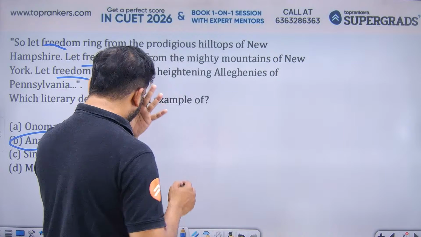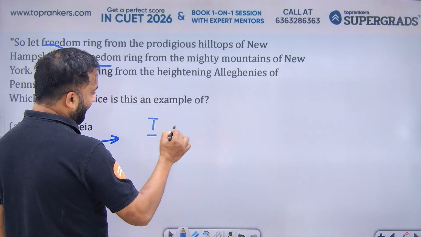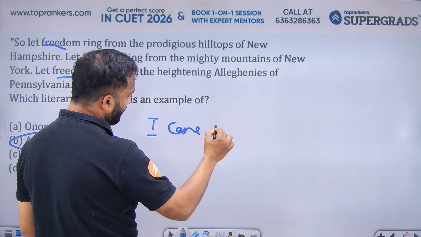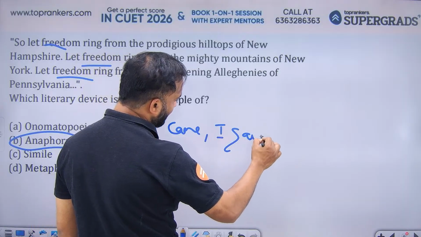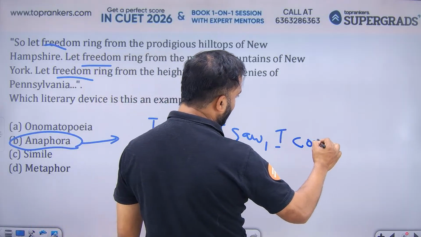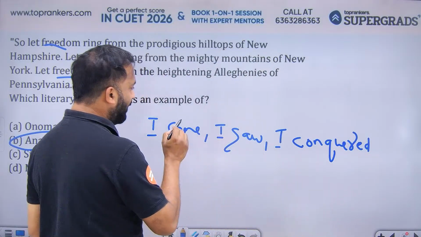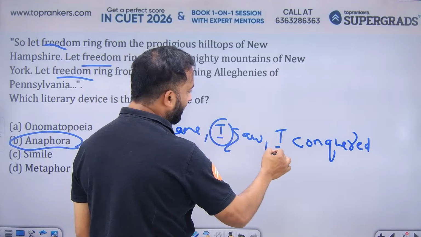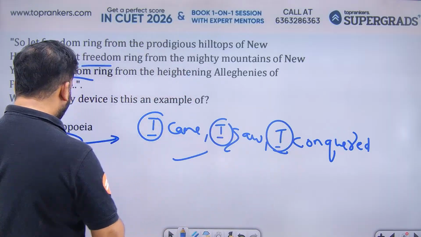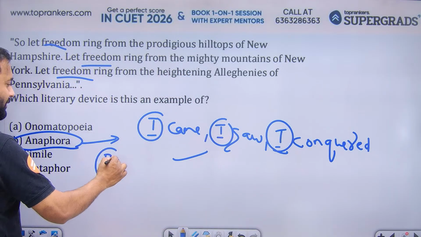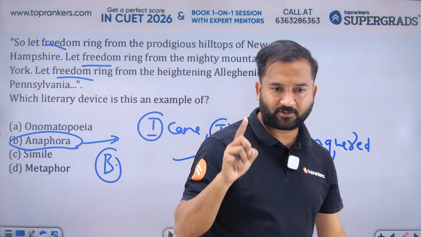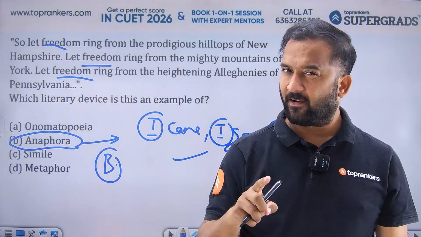Anaphora का एक और एग्जाम्पल अगर मैं बोलूं, I came, I saw, I conquered. This is again an example of anaphora, repetition of this word at the beginning. So correct answer, anaphora, students. Anaphora is the correct answer to this question. So good job there. Your answer is correct.